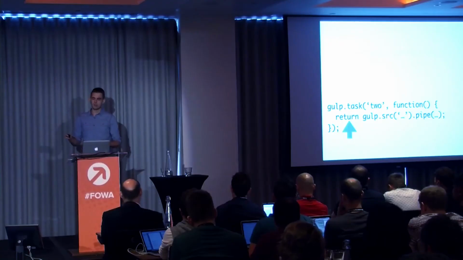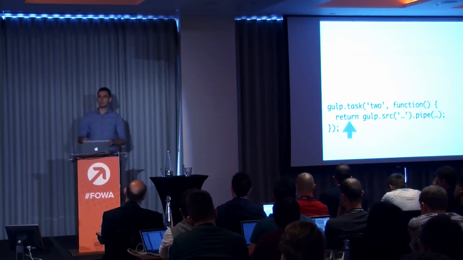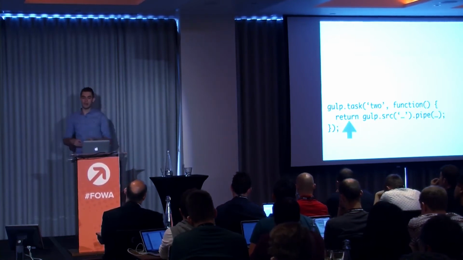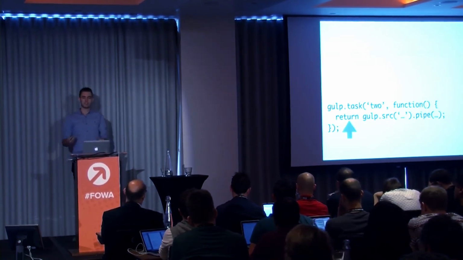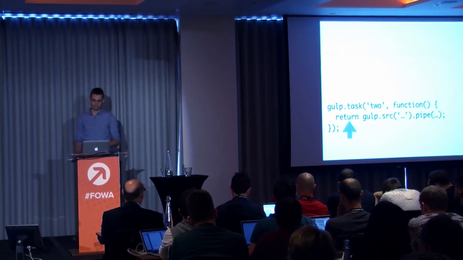The more Gulpish way of doing things is to instead return the actual stream. So this task is also able to tell other tasks it's finished, because notice the return keyword: we're returning gulp.src.pipe. The result of that is a stream, and streams have an end event, which is basically when everything has stopped processing. So if a task returns a stream, other tasks can watch that stream for the end event, and when it's triggered, they know the task is finished. By doing this, tasks are able to communicate that they've completed.